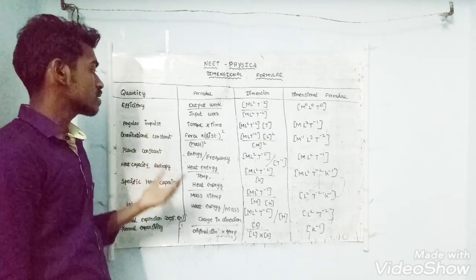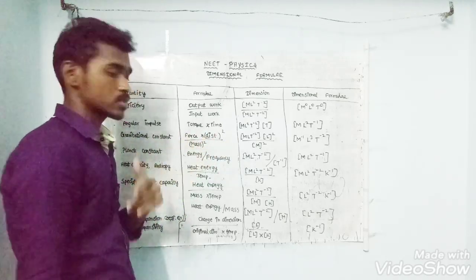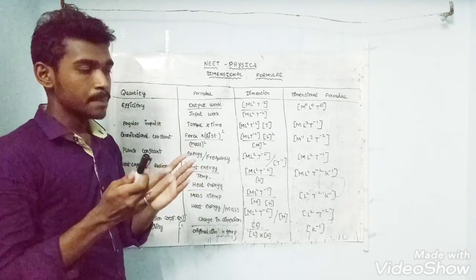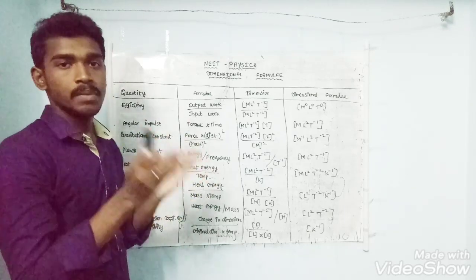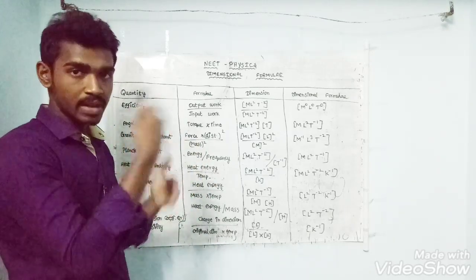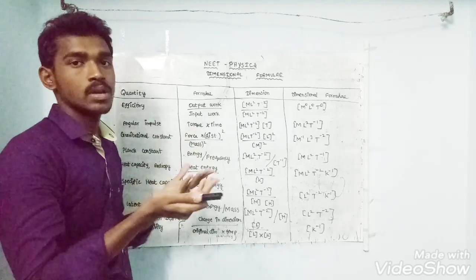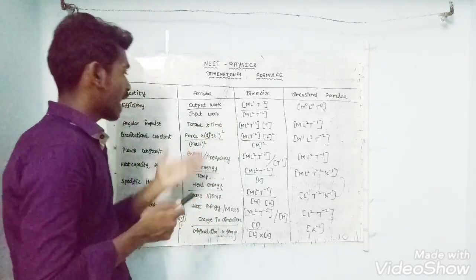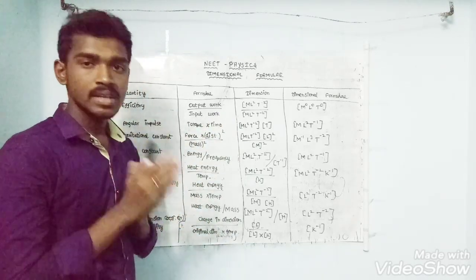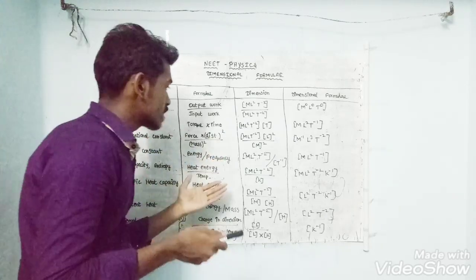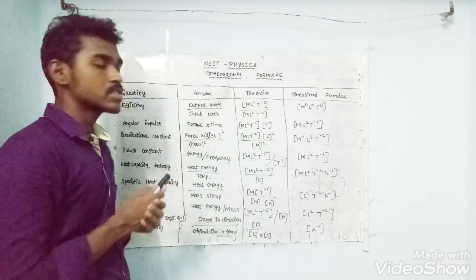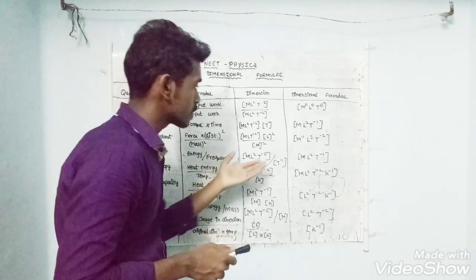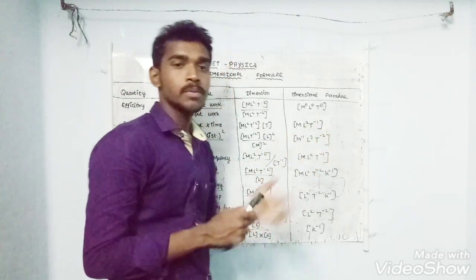Gravitational constant is force into distance square by mass square. Force is mass into acceleration. The formula of mass is M, and acceleration is velocity by time. Velocity is LT⁻¹ by time, so acceleration is LT⁻², and by the application of mathematical principles force is MLT⁻². Distance is L, so distance square is L². So MLT⁻² into L² by mass square, M². By cancellation and mathematical principles, you finally get M⁻¹L³T⁻².